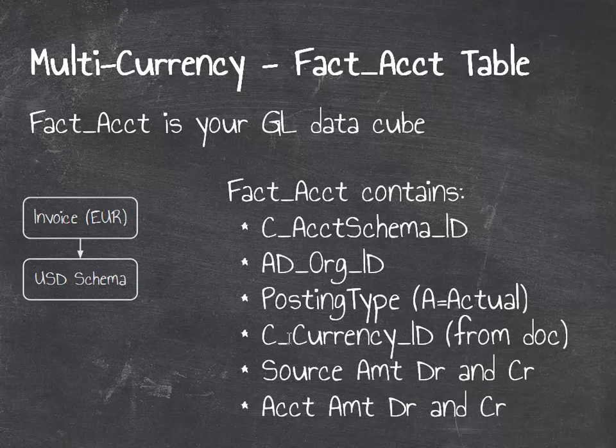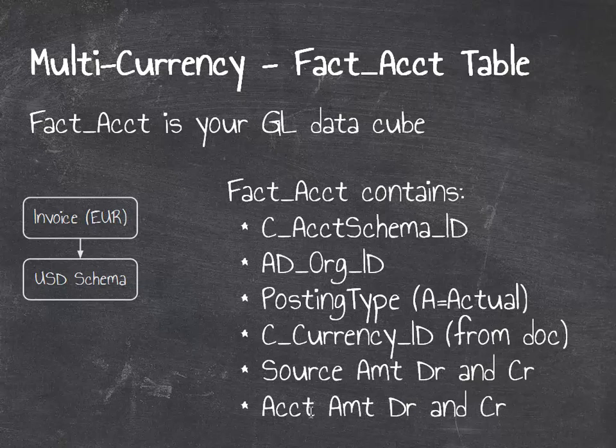It tracks the currency from your document, meaning that in this case the invoice is in euro, so you'll know that it is a euro invoice, or at least this particular record came from a euro document. And it also tracks the source amount, debit and credit in that currency. So if you have an invoice that's 100 euro, your source amount, debit or credit, is going to be 100. As well as the accounting amount.